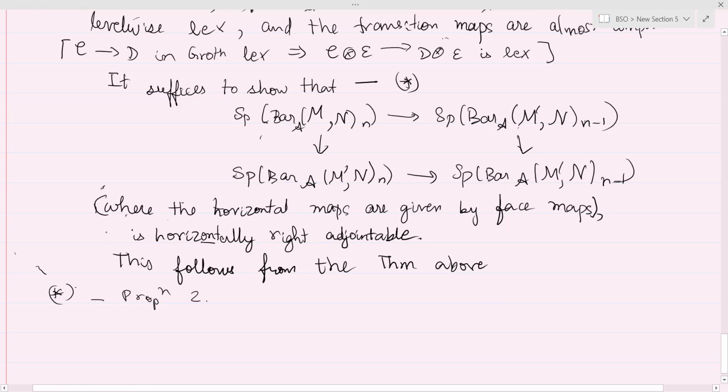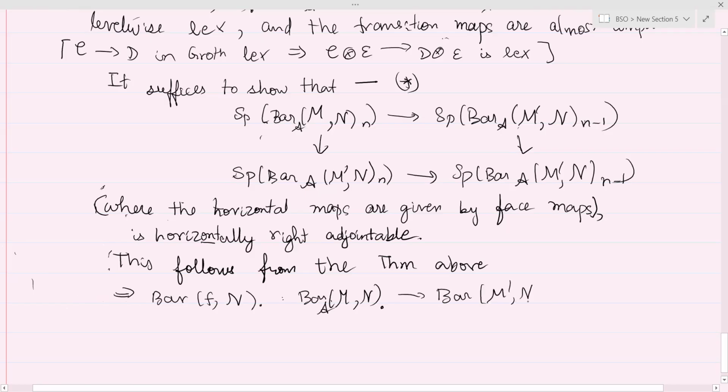Before I say what star is, now that you have this, you have that bar Fn from bar Mn, this is all over A, to bar M prime N. Oh wait, I want to say that the realization of this is left exact.